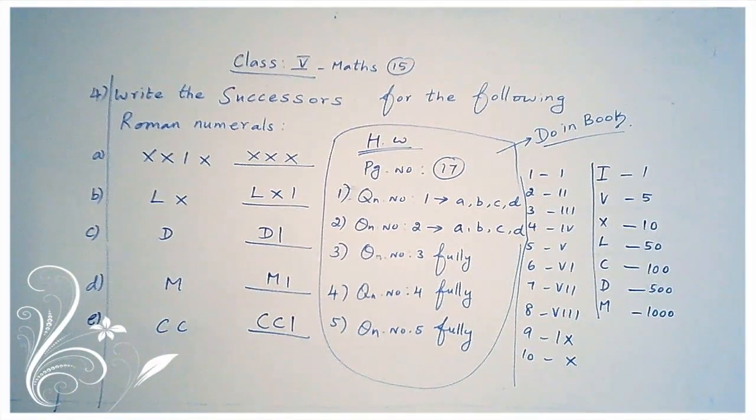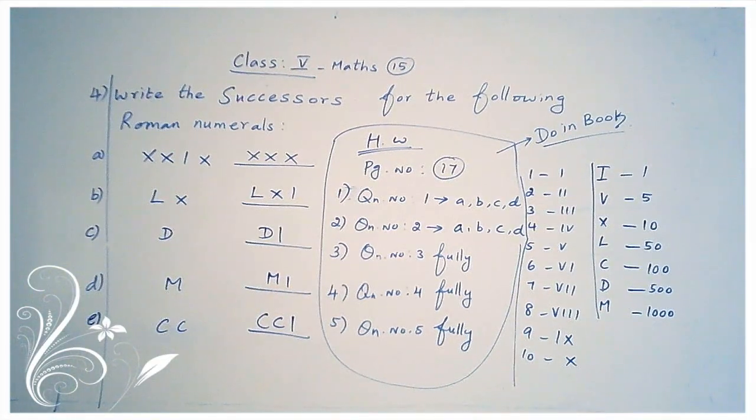Now you see the second one. Write the following in Hindu Arabic numbers. Here numbers are given in Roman numerals. Now you convert them into Hindu Arabic numbers. They are so easy. So do it yourself. Okay? Yes.